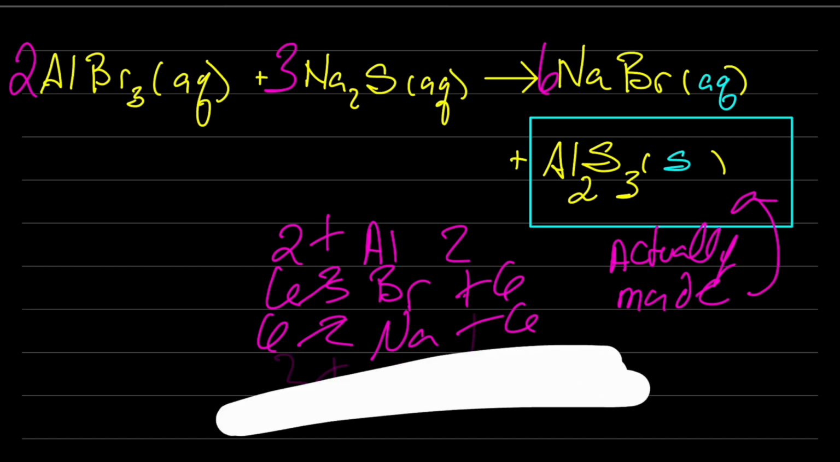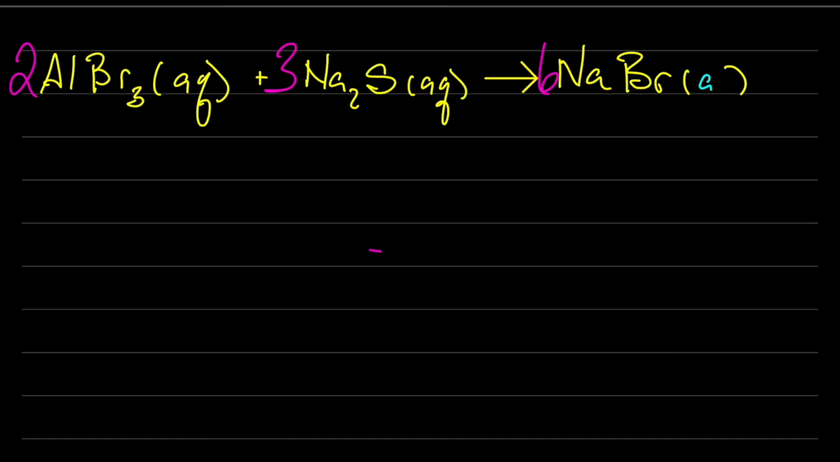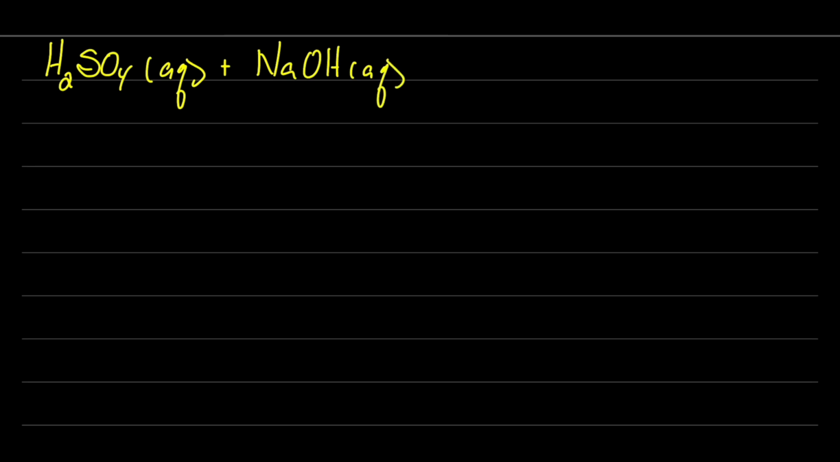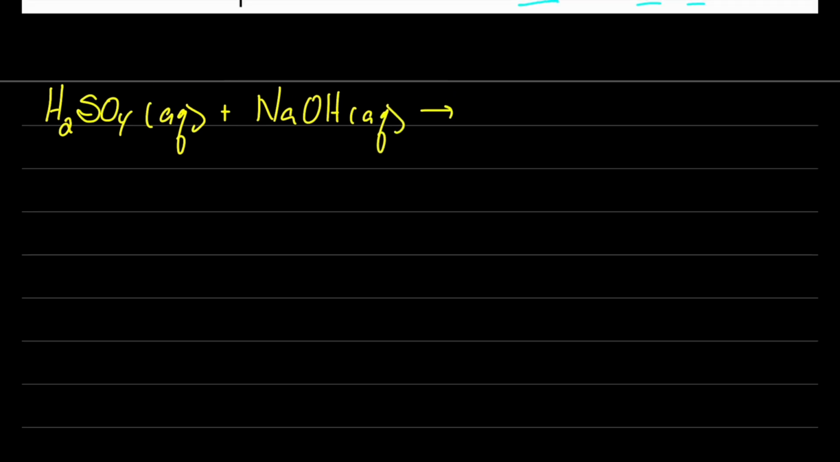All right, let's try one more. Please, please don't quit yet. Let's try this next one with me, okay? So this time we're going to take H2SO4, or hydrogen sulfate, which is aqueous, plus NaOH, which is sodium hydroxide, also aqueous. And let's mix those up, see what happens.